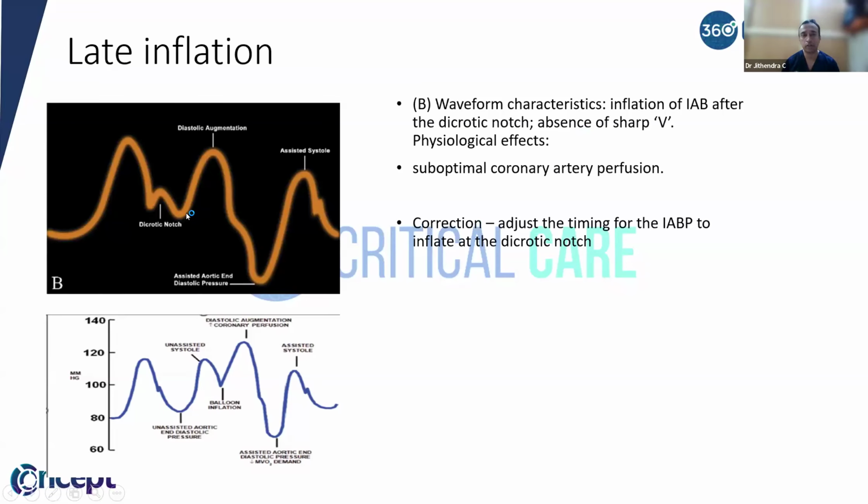So what happens because of that? I told you the diastolic augmentation comes down. So what is the importance of diastolic augmentation? I told you diastolic augmentation is one which will lead to coronary perfusion. Because the diastolic augmentation is less than the unassisted systolic pressure, what will happen? The coronary perfusion will be very, very less.